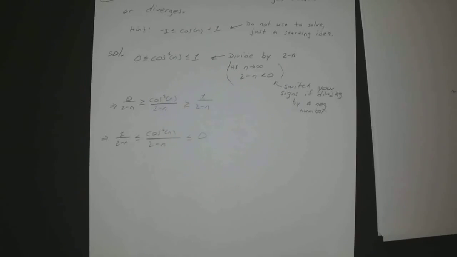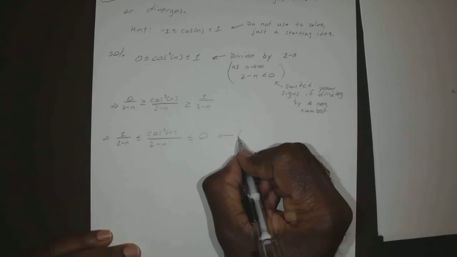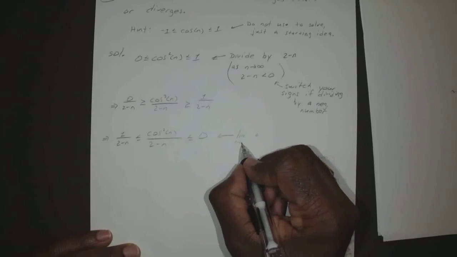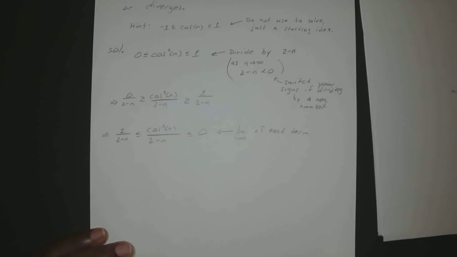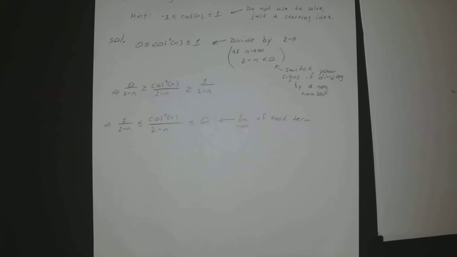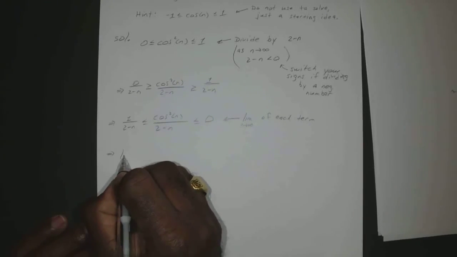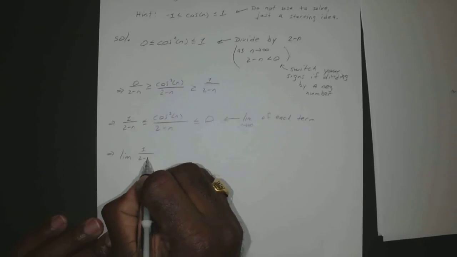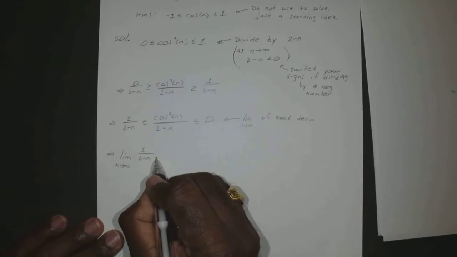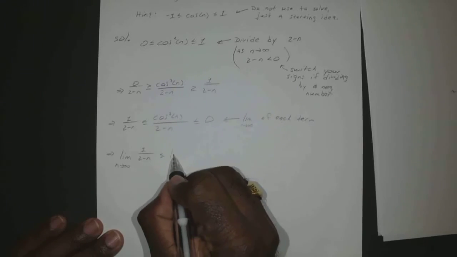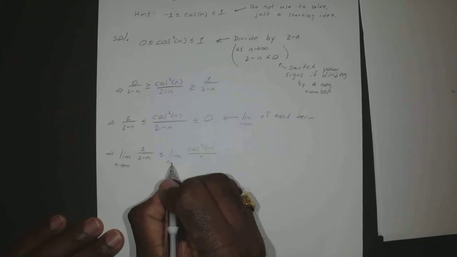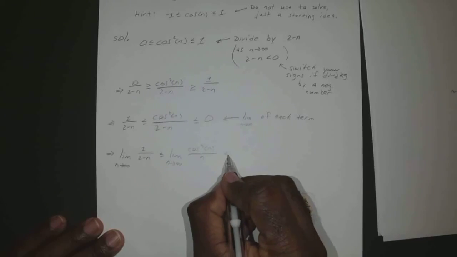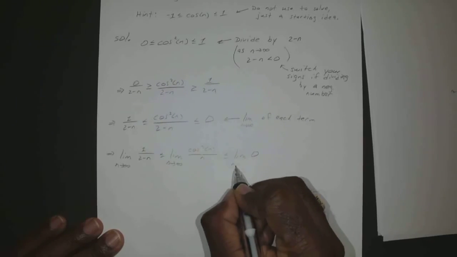Okay, so now we get the limit of each one of those terms as n approaches infinity. So the limit of 1 over 2 minus n as n approaches infinity is less than or equal to the limit of cosine squared of n divided by 2 minus n as n approaches infinity, which is less than or equal to the limit of 0 as n approaches infinity.